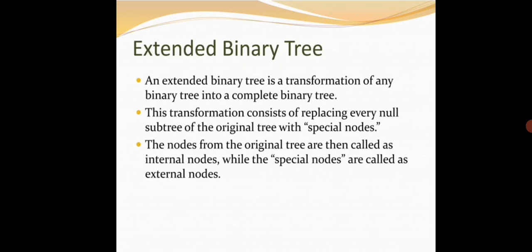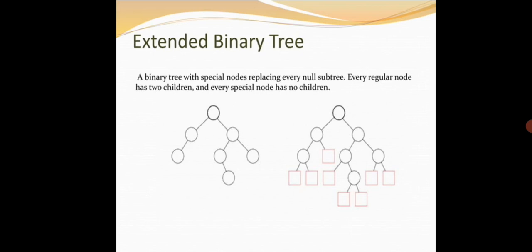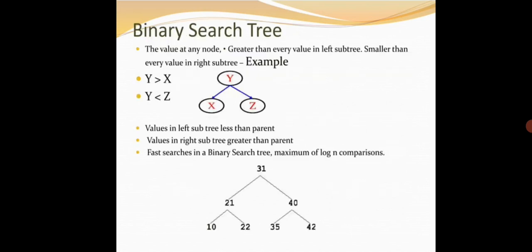Extended binary tree. An extended binary tree is a transformation of any binary tree into a complete binary tree. The transformation consists of replacing every null subtree of the original tree with special nodes. The nodes from the original tree are then called internal nodes, while the special nodes are called external nodes. Extended binary tree: a binary tree with special nodes replacing every null subtree. Every regular node has 2 children and every special node has no children.